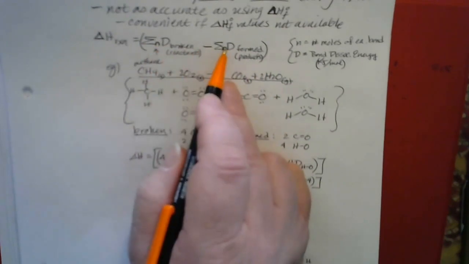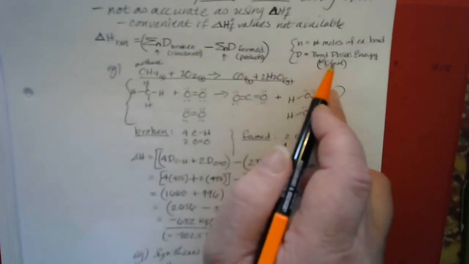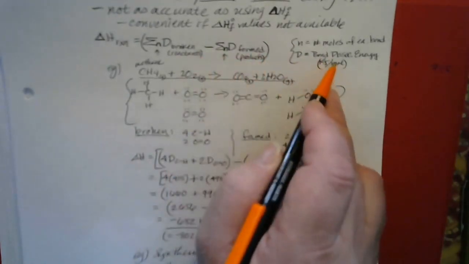The book left out the little n's there, I don't know why, but the reason that you need the n in there is that n is the number of moles of each bond involved in the reaction. And the bond dissociation energies are given in kilojoules per mole. So you definitely need to multiply each of them by the number of moles of that particular bond involved in the reaction.